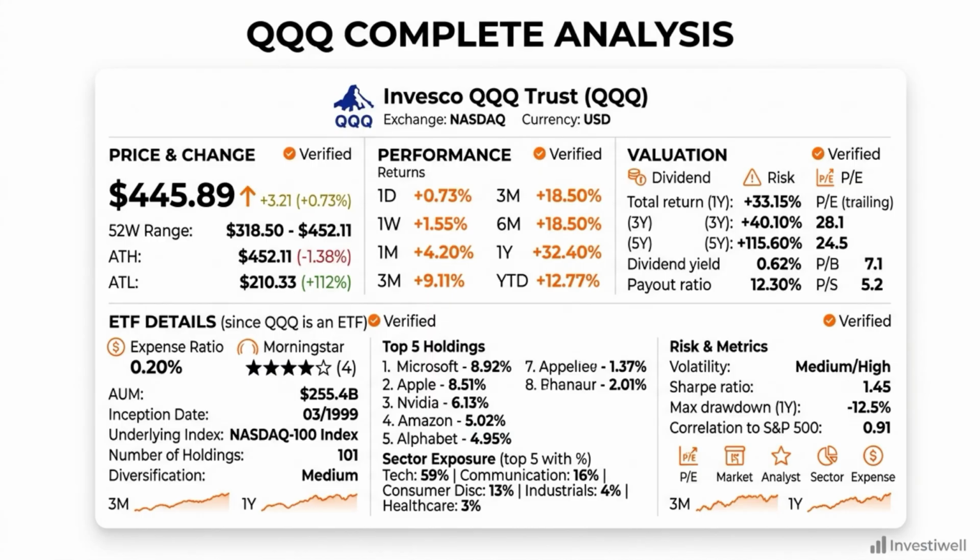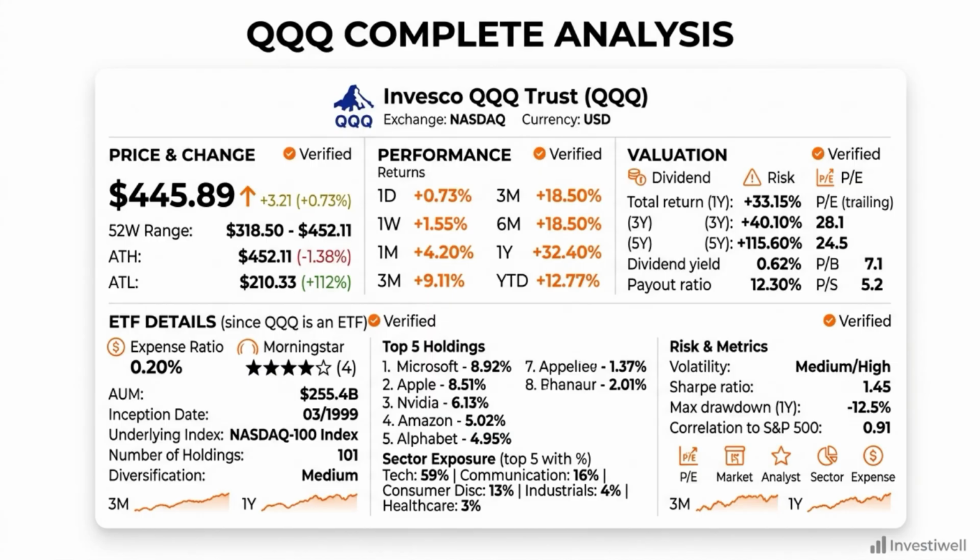That's a sharp drop. It is. That means despite the massive 33% gain over the last year, there was a specific window where an investor had to sit on their hands and watch their portfolio bleed out 12.5% from its peak. Yeah, you have to have the stomach for it. Definitely. But the metric that really caught my eye is the correlation to the S&P 500. Oh, yeah.